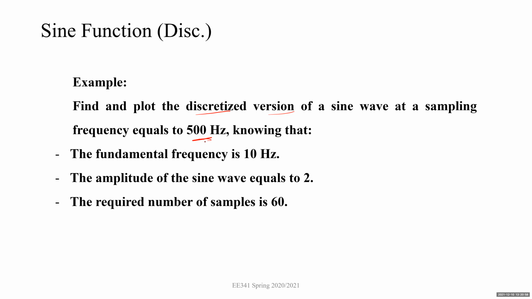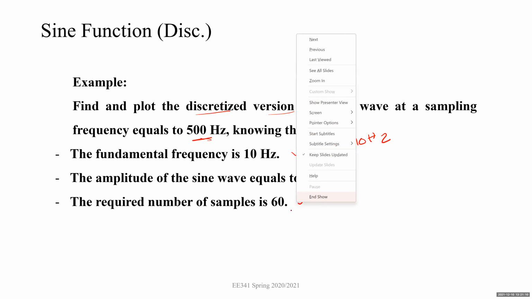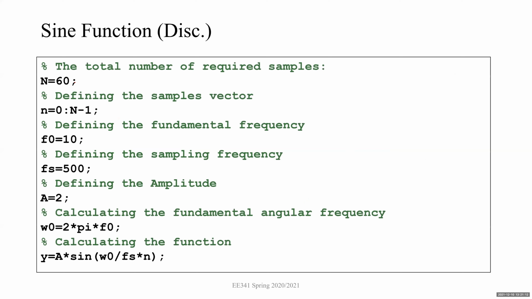So the sampling frequency is equal to 500, the signal frequency f naught is equal to 10 hertz, the amplitude is equal to 2, and the number of samples is 60. First of all, I will define the total number of samples. Then this signal will go from n equals 0 to n minus 1, meaning it will go from 0 to 59.